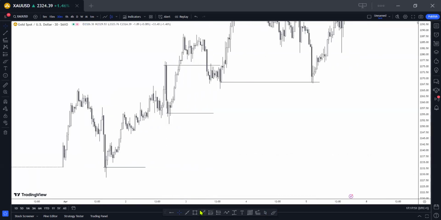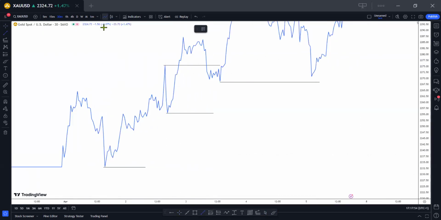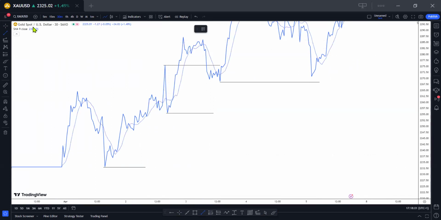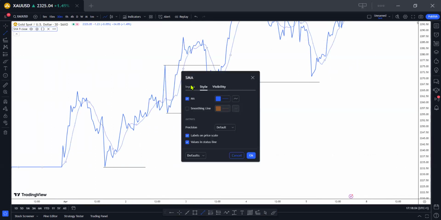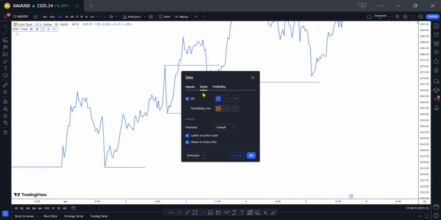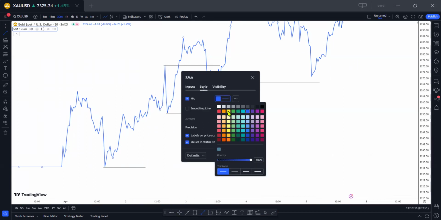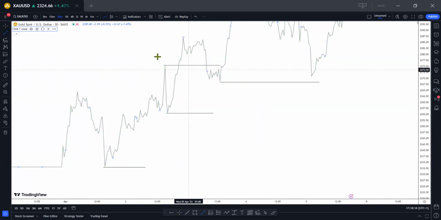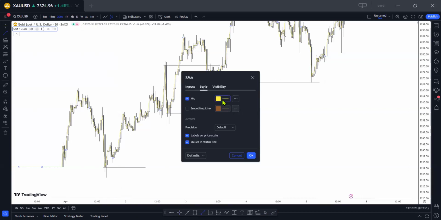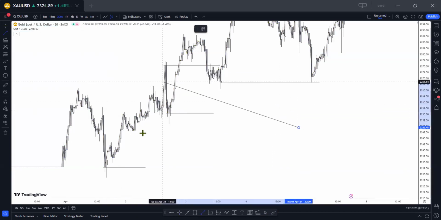You can use your line chart, or you can decide to add a simple moving average, something like this. On the simple moving average, you change the input, the length, to 1, and the moving average focuses on closing price. Then in the style, you can change it to any color of your choice. I'll go yellow, then just click OK. Or let me go with a better color. Let me go black. Black is sweet.